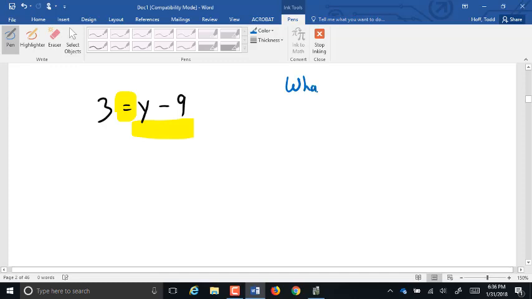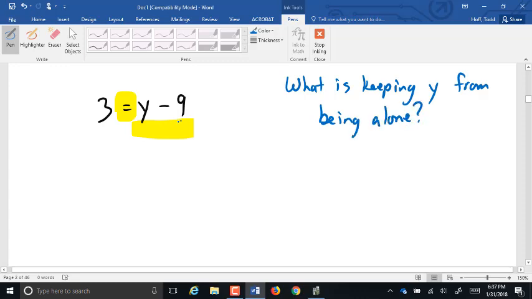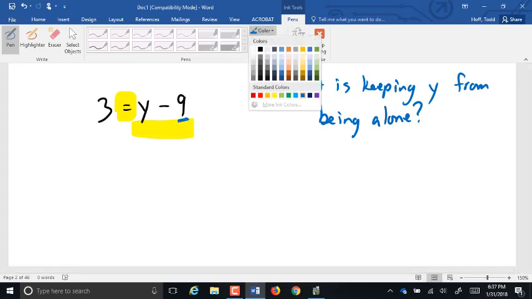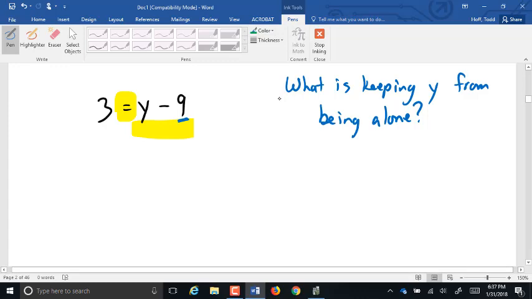One is, what is keeping our variable, in this case y, from being alone by itself on that side of the equation? Well, it would be the number 9. The 9 is keeping the y from being itself.